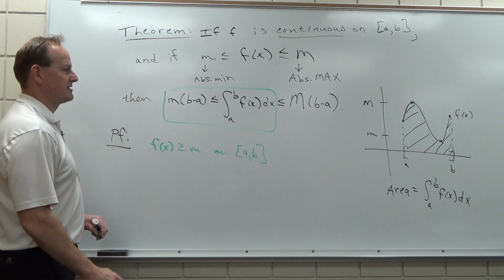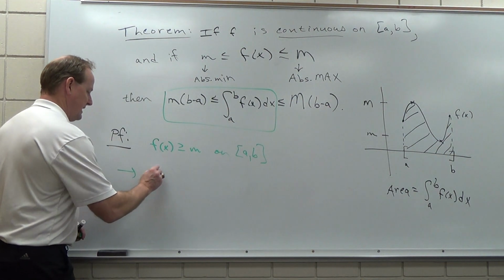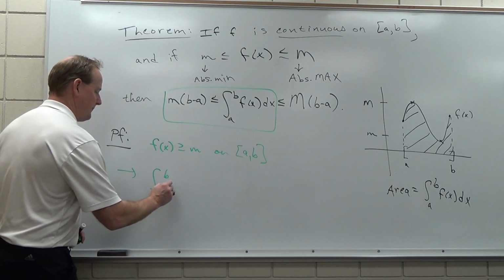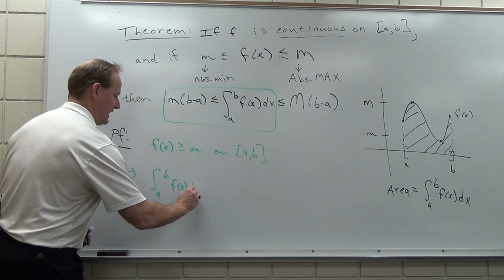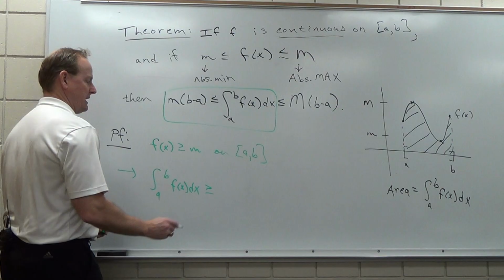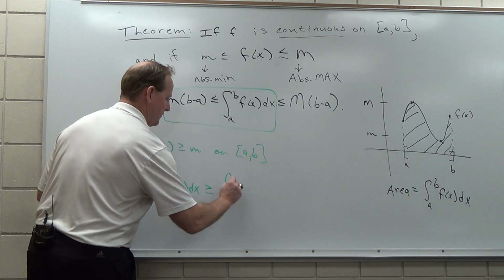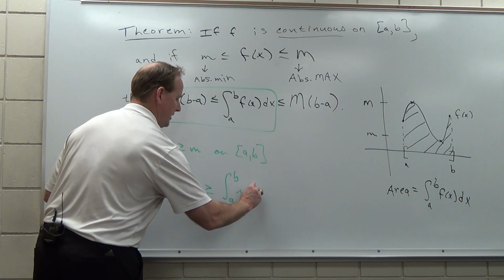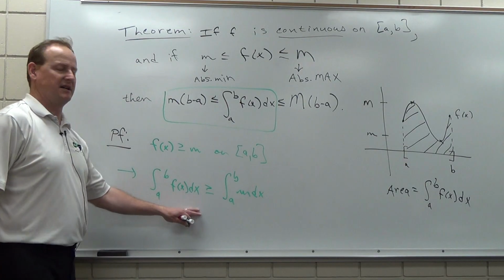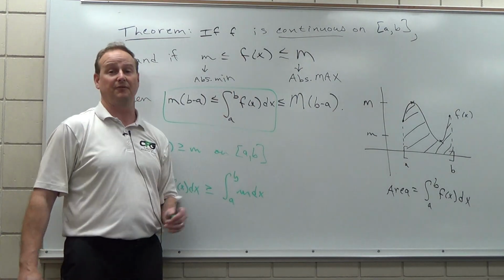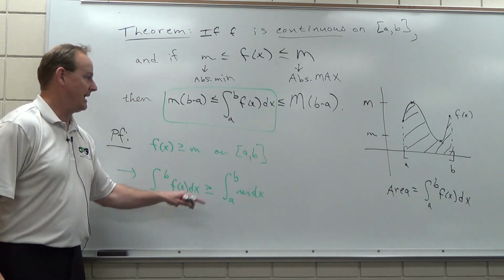So then what we can say is that the definite integral from a to b of f of x with respect to x is going to be greater than or equal to the definite integral from a to b of little m with respect to x. So this is the theorem that we had up here first. And so we know that.